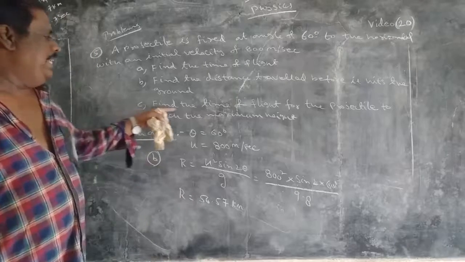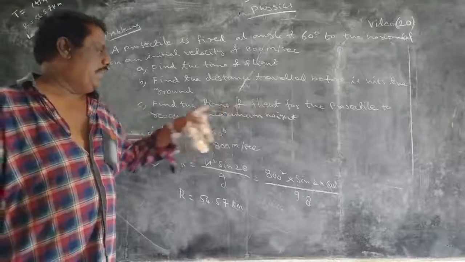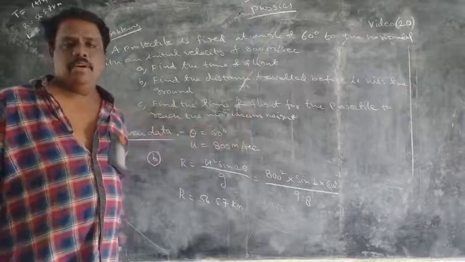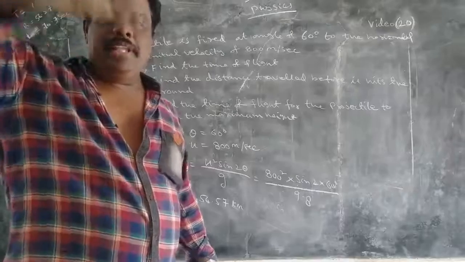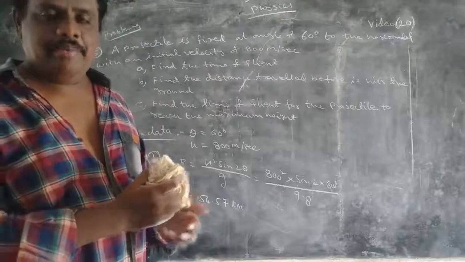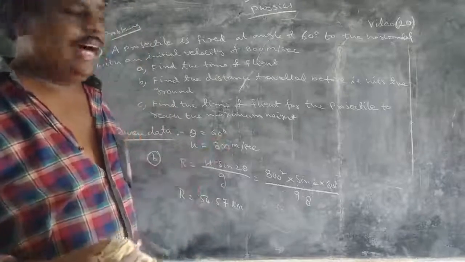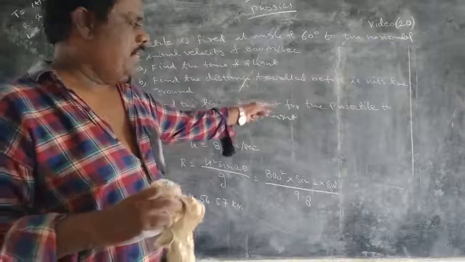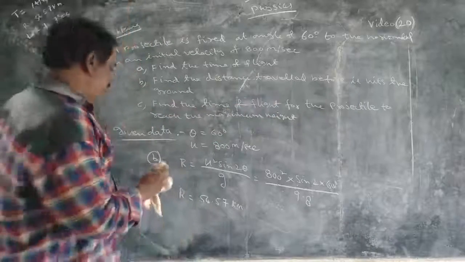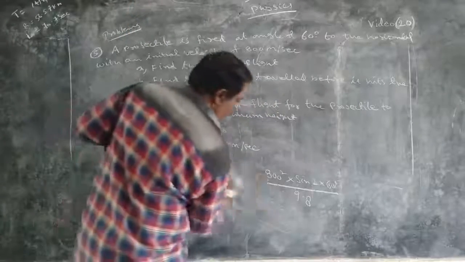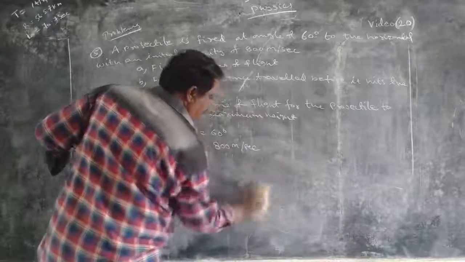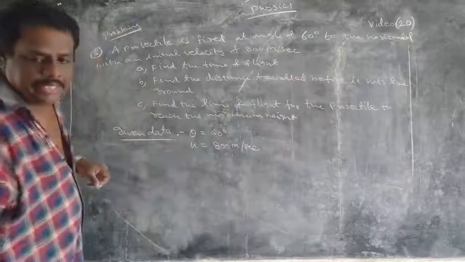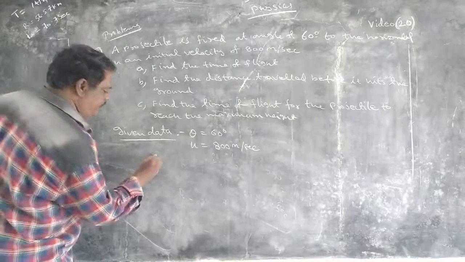Okay. What is case C? Find the time for the projectile to reach the maximum height, from the point of projection to where it reaches the maximum height. The time is nothing but the time of ascent. That means they are indirectly asking for the time of ascent in this statement. So we can calculate the time of ascent in case C.